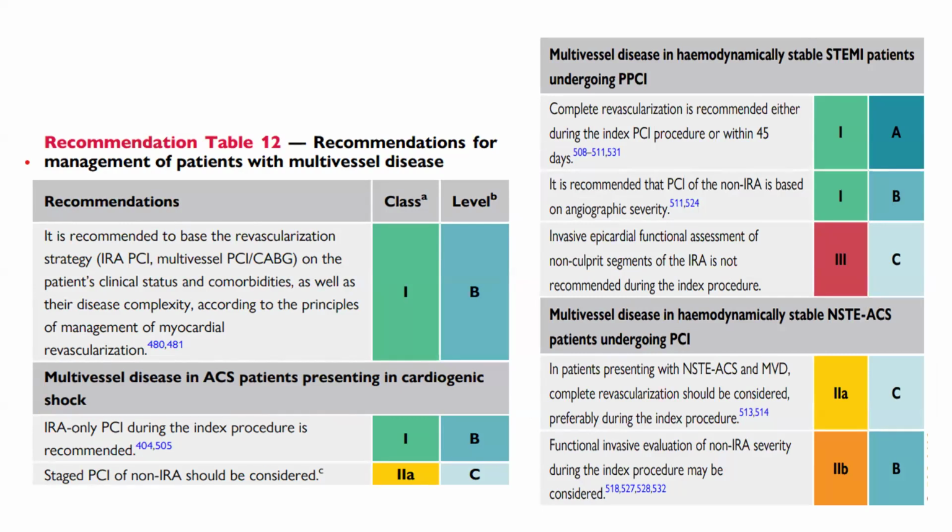In patients with cardiogenic shock, infarct-related artery only PCI during the index procedure is recommended. Staged PCI of the non-infarct-related artery should be considered as a 2A. So we don't need to be doing heroic things when they are in shock. We stent the infarct-related artery and we come out.